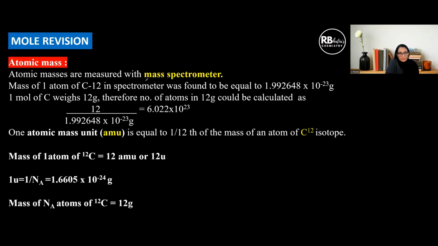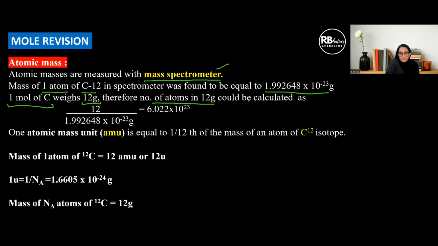Atomic masses are measured with a mass spectrometer. Again, this is a line given in NCERT. You must know the actual mass of an atom is calculated using a mass spectrometer. And then using a mass spectrometer, the mass of one atom of carbon-12 isotope was found to be equal to these many grams. So 1 mole of carbon weighs 12 gram.